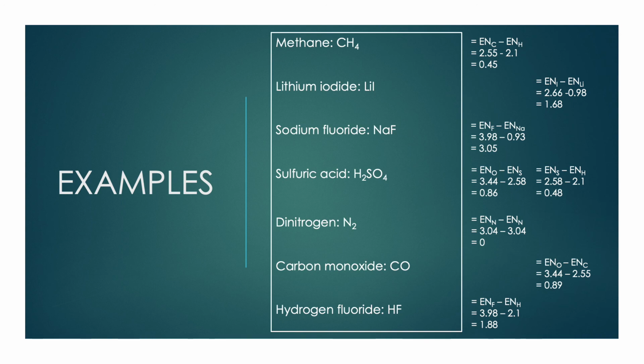Next, we'll look at lithium iodide. This one is a bit tricky because it is clearly a bond between a metal, lithium, and a nonmetal, iodide. However, when calculating the electronegativity difference, we see that it is in fact a polar molecule because the EN difference is 1.68, just below 1.7. Now for sodium fluoride, when we calculate the EN difference, we can see that this bond is obviously ionic because of the complete transfer of sodium's valence electron to the fluorine atom.